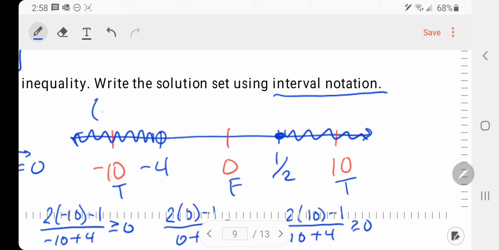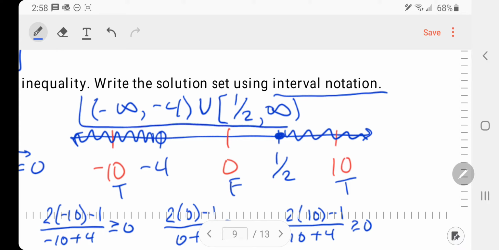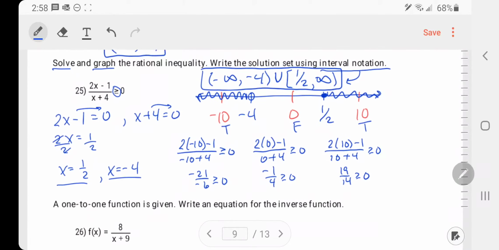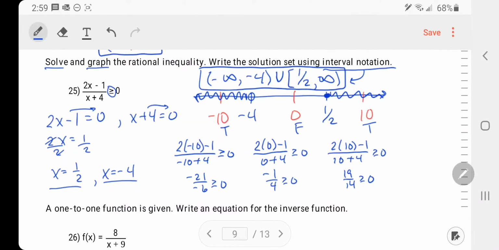Now then, minus infinity to -4. Don't forget the u. Remember, the u is the glue that sticks the two pieces together. And then don't forget, again, we're using a bracket because at 1/2 the dot is solid to infinity. And there is our interval notation solution right there. And there's number 25 all in one screen.